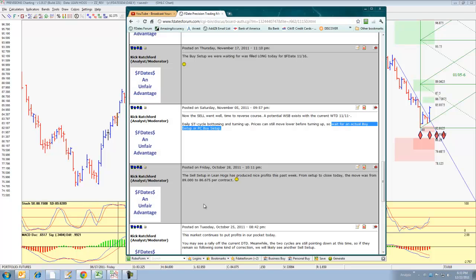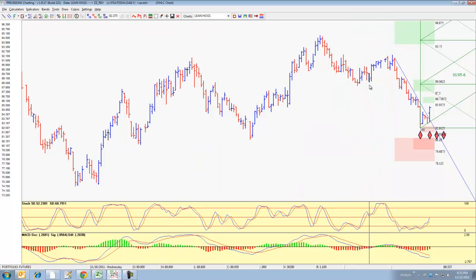Now let's go back and see what happened here. On the 17th, I said, hey, the buy setup we were waiting for was filled on this day for our FDate 1116, and you can see that this is 1116 right here, and we bought here. So here we sold it. We got a warning right here that we were hitting bottom. Then we were told to look for an opportunity to go long. We went long here.